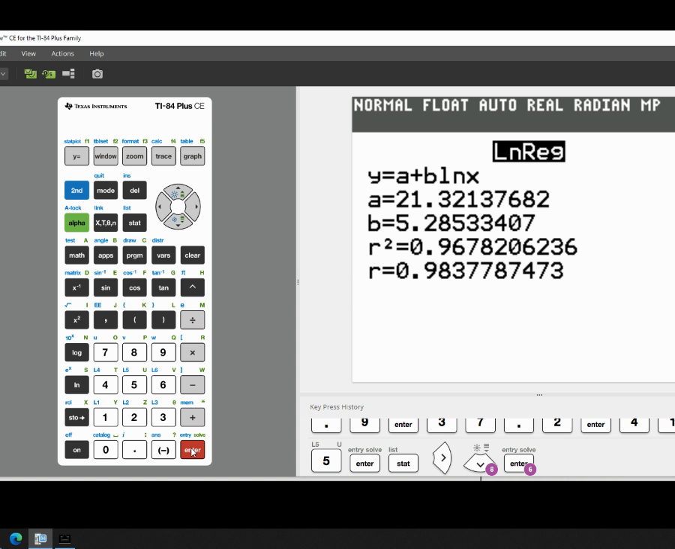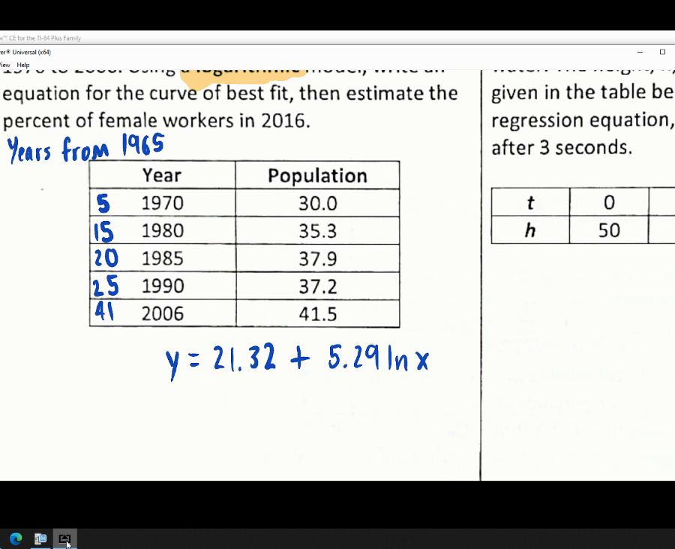So here it is. We got the equation y equals, what is my a value? Not all at once, please. 21.32 plus, what's my b value? 5.29 ln of x. I'm going to go back to my page, and this is what you should have if you use the same values that I used. 21.32 plus 5.29 ln of x.